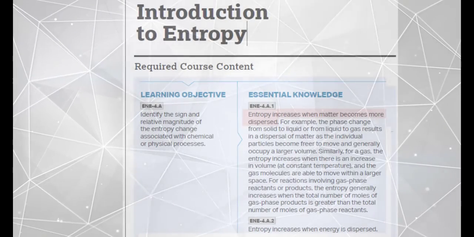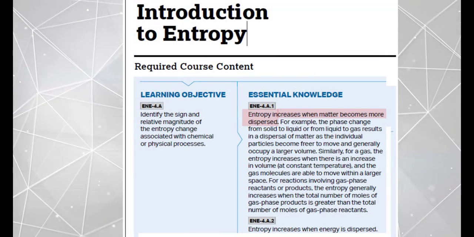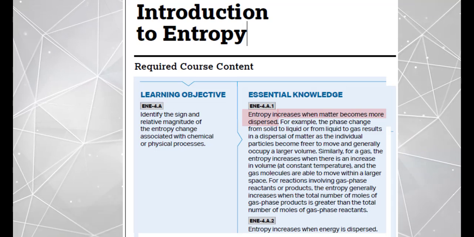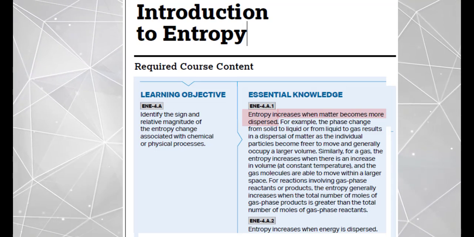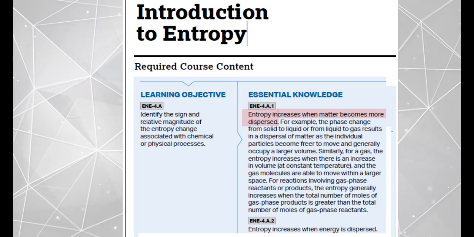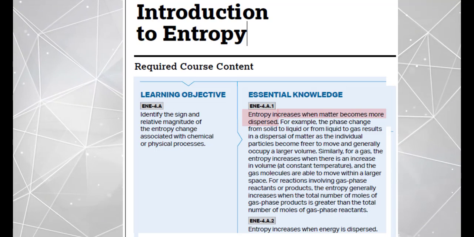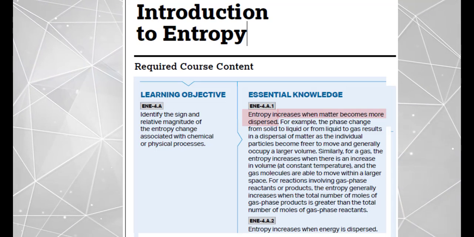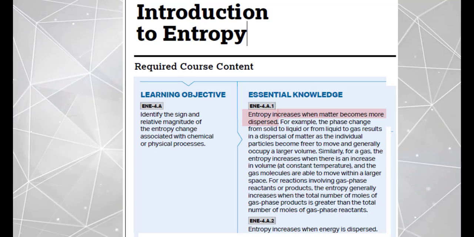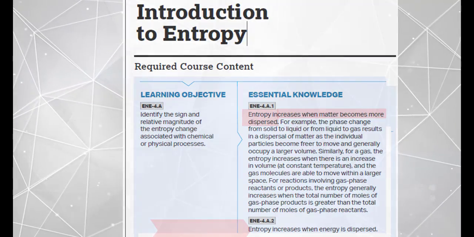Entropy is really a very complex topic, and you can watch hours of videos explaining the intricacies of it and the exact definition of it. But rather than going down that rabbit hole, for AP, we're going to use the AP definition, which is sort of condensed, it's not exact, but it works. The definition that AP gives is entropy increases when matter becomes more dispersed, for example, a phase change, or entropy increases when energy is dispersed. So that's all we'll deal with.